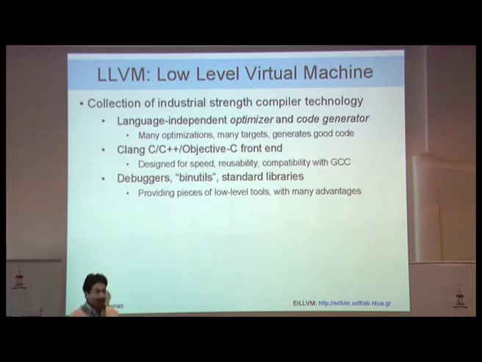So what is LLVM? It's a low-level virtual machine, although actually the virtual machine part of it is confusing. It's really a collection of industrial-strength compiler technology. It's very much hyped. It's a language-independent optimizer and code generator. It provides many optimizations. How effective they are, nobody really knows. It supports many targets. It generates reasonably good code. But again, nobody knows how reasonably good is good.